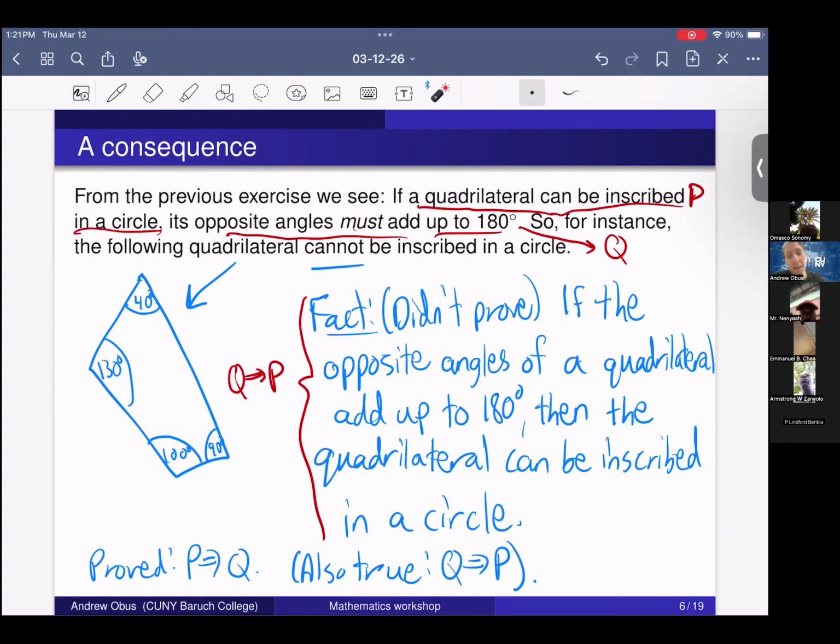But in fact, the other direction is also true. If the opposite angles of a quadrilateral add up to 180 degrees, then the quadrilateral can be inscribed in a circle. That's Q then P. That's Q implies P, or if Q then P. So it turns out that's also true, but I'm not going to prove it. Okay, so in fact, we have that a quadrilateral can be inscribed in a circle if and only if the opposite angles add up to 180 degrees.